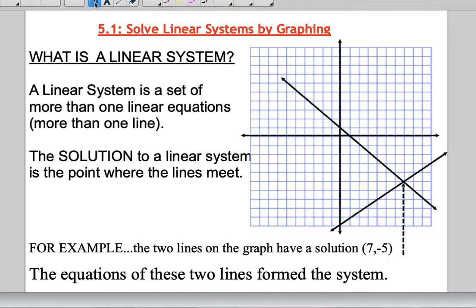So the solution to this linear system would be right here. This is also called the point of intersection.